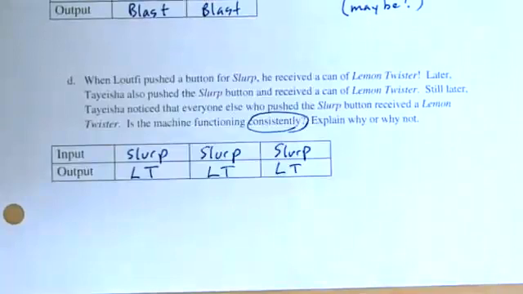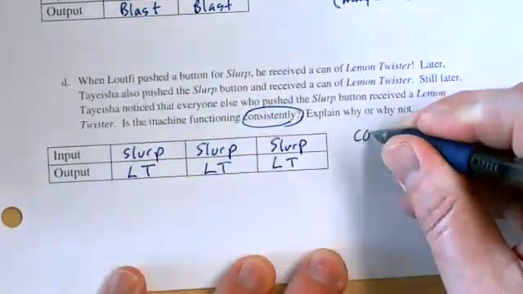No, it's not. People are pushing one button, they're getting something other than what they asked for. Okay, so it's definitely not working properly. However, is it functioning consistently? Consistently wrong, but it is consistent, right? It's predictable. If you were to walk up to this machine right now and you push that slurp button, what are you going to predict you would get out of it? Lemon twister. And you're fairly certain of that. So I would say that this one is being consistent.